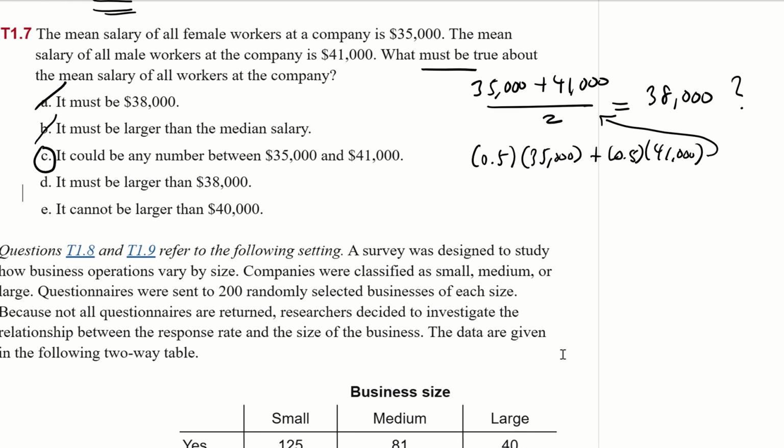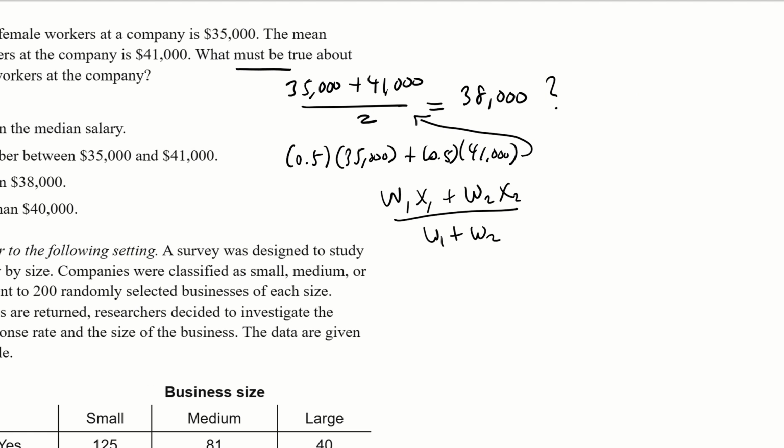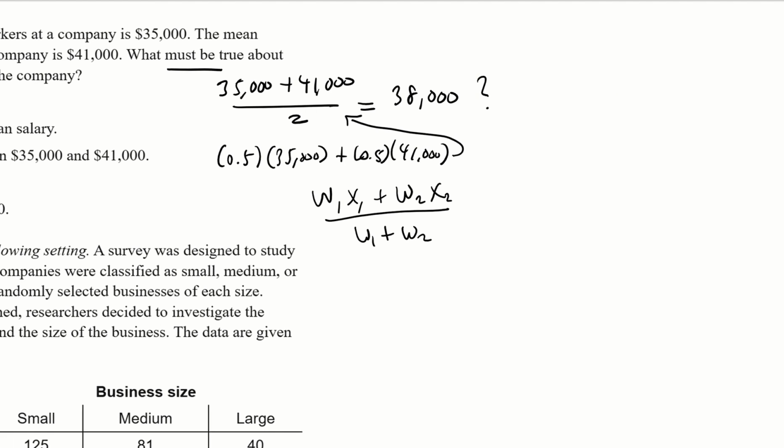All right, and this is known as a weighted average, okay? So a weighted mean. The weighted average is the weight times the value plus the weight times the value, divided by the weights, okay? You might be familiar with this if you're talking about weighted GPA, right? Or weighted grades. So things like that.